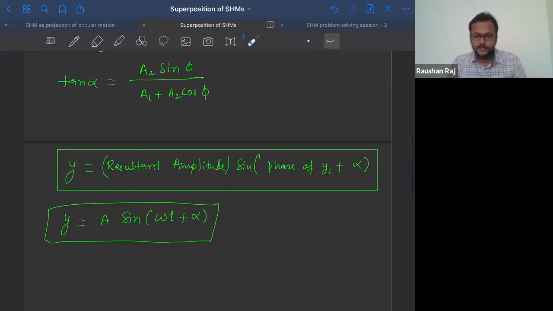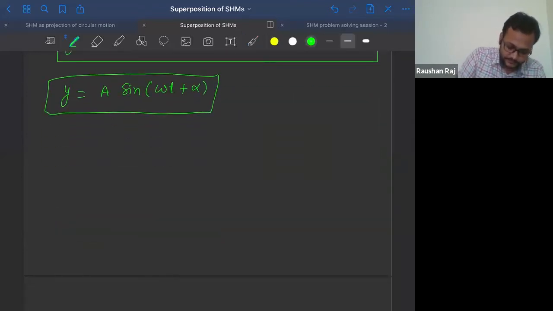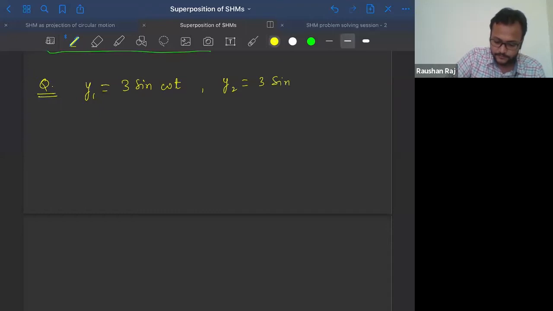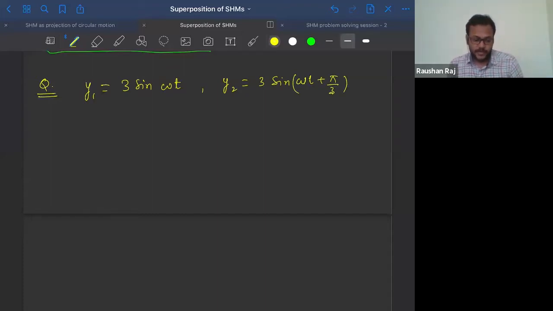Chalo. Let me solve a numerical for you so that you can understand it clearly. Let me take an example here. Y1 is equal to 3 sine omega t, and Y2 is equal to 3 sine of omega t plus pi by 3. So Y1 is 3 sine omega t and Y2 is 3 sine omega t plus pi by 3.